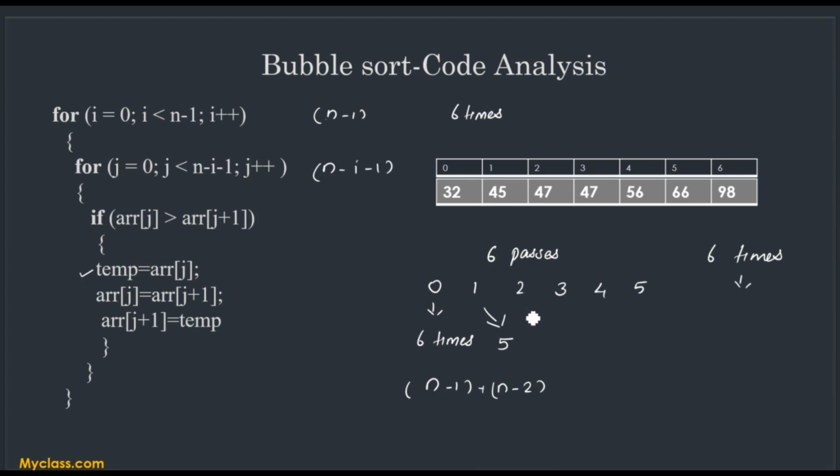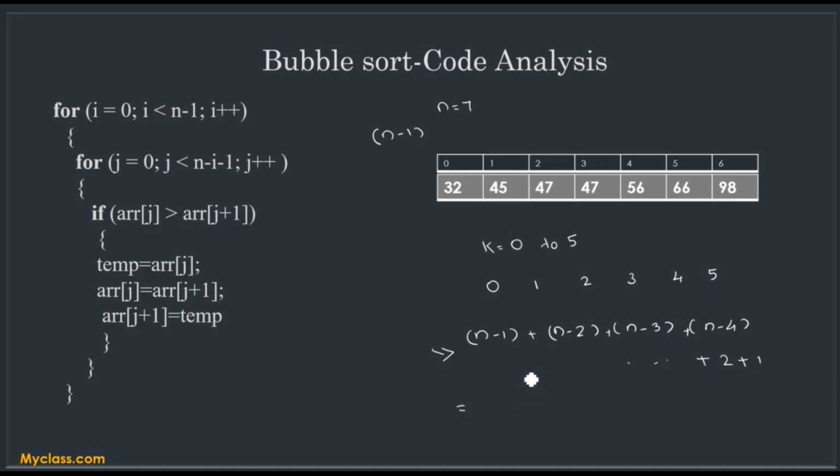In the third pass, that is k equal to 2, this is working 4 times. 4 times means we can write it as n minus 3. So like that, we can generalize our situation. In the fourth pass, we are doing n minus 4. At the last pass, the inner loop is working only one time, and in the fifth pass it is working only 2 times. So we can generalize like this. It's like a mathematical series: n minus 1 plus n minus 2 plus n minus 3 and so on, up to plus 2 plus 1.